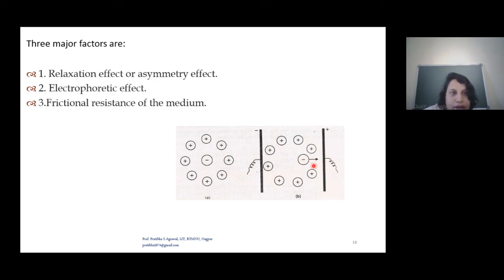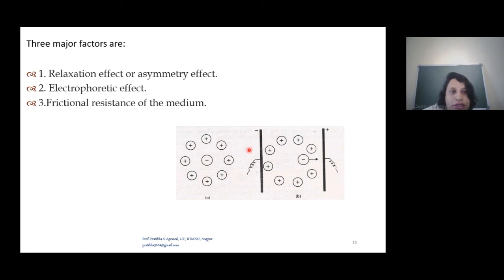During this movement, it has to rebuild an ionic atmosphere, because initially this was the ionic atmosphere, but when it is moving, the positively charged ionic atmosphere is moving towards this. So this ionic atmosphere is disturbed. It is not spherical. So it has to again build the new ionic atmosphere. At this time, the old ionic atmosphere dies out.